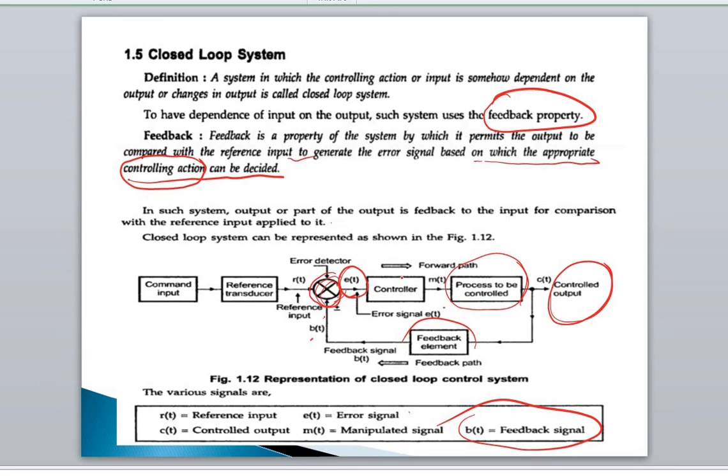That error signal E of t is fed to the controller. The controller, which has all the control in its hand, changes the signal in the form of the manipulated signal, gives it to the process or plant to be controlled, and we get the output. The output will go on improving every time.